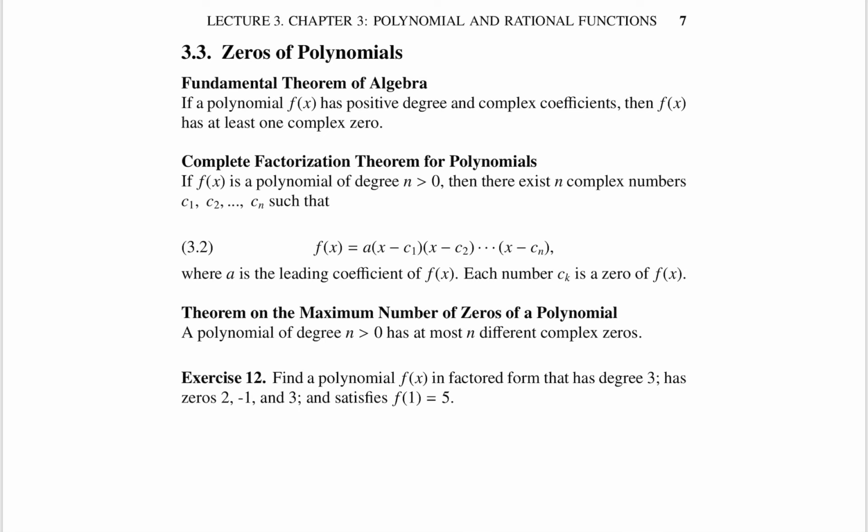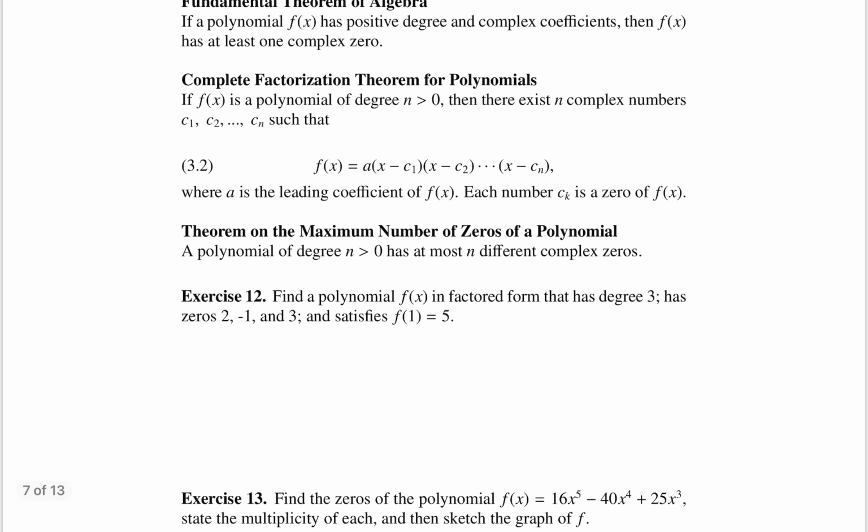So they start us off with the fundamental theorem of algebra, which says that if a polynomial f of x has a positive degree, that means non-zero and non-negative, and complex coefficients, then the function has at least one complex zero.